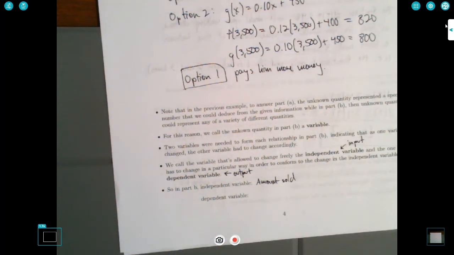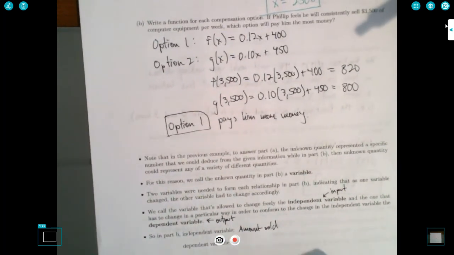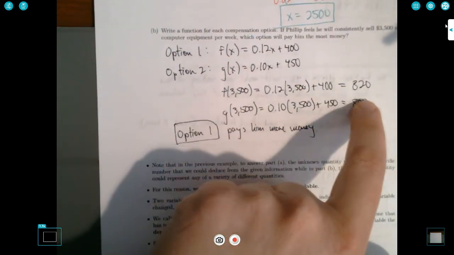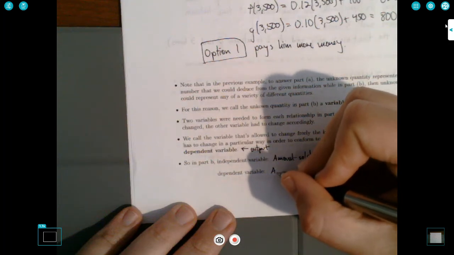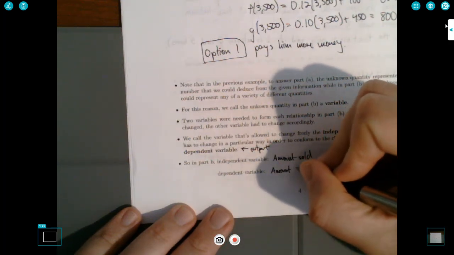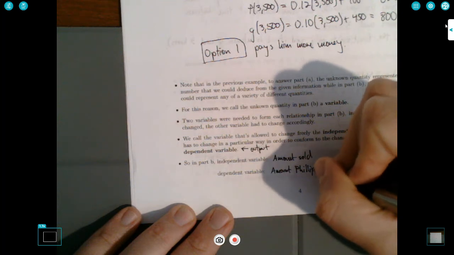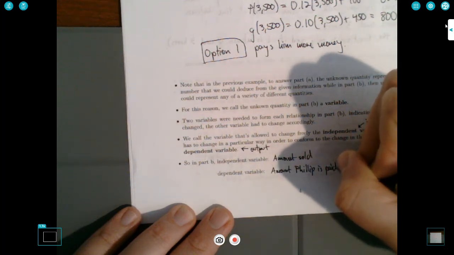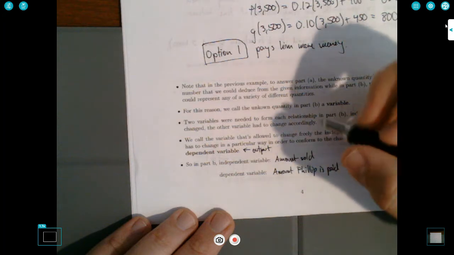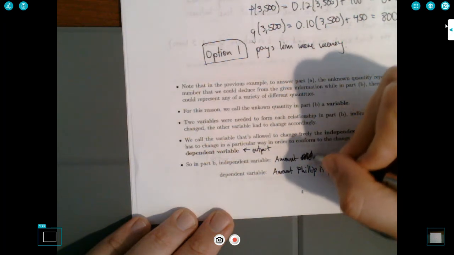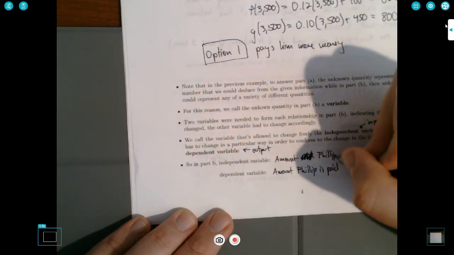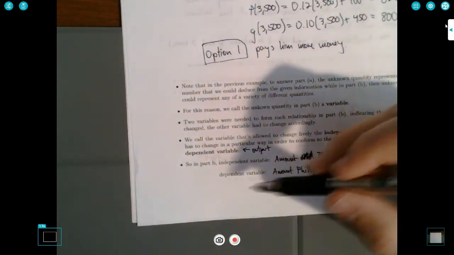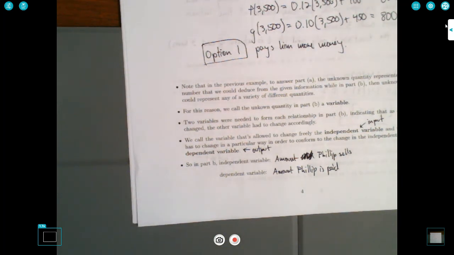Right? So the independent variable is the amount sold. The dependent variable is the output, right? That's how much money he made. So amount made, or amount Philip is paid. So maybe just to make it clear, we can say the independent variable, the input variable, is the amount Philip sells, right? And the dependent variable is the amount Philip is paid. Okay?